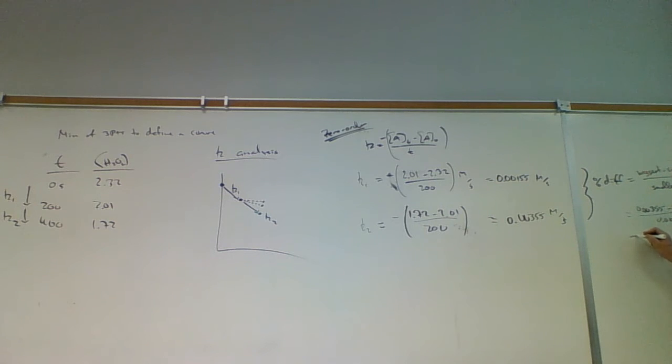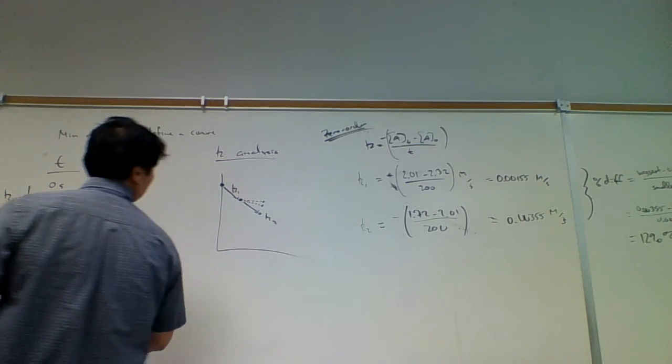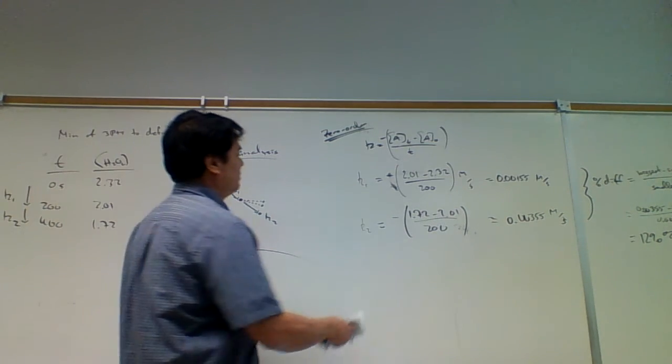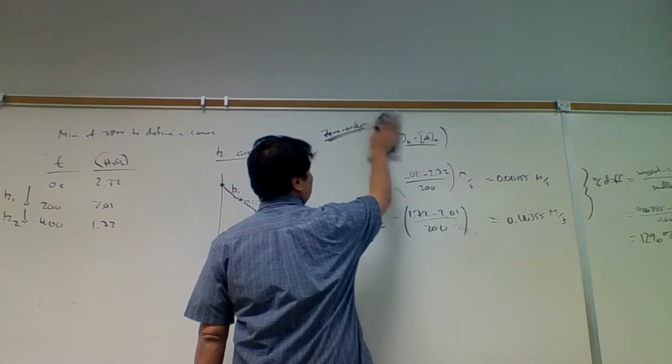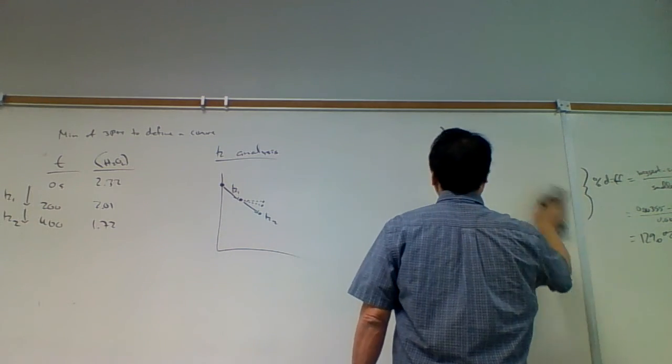And this is a 129% difference in the slopes. This is a huge difference in the slopes. So it's not looking good for zero order, because for zero order the slope should be the same. K should be linear.